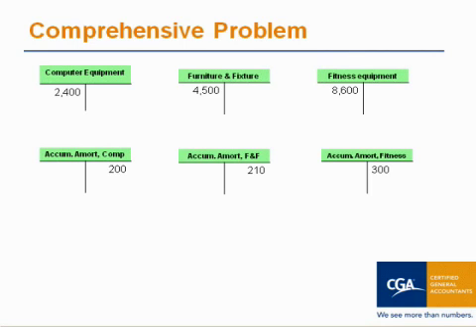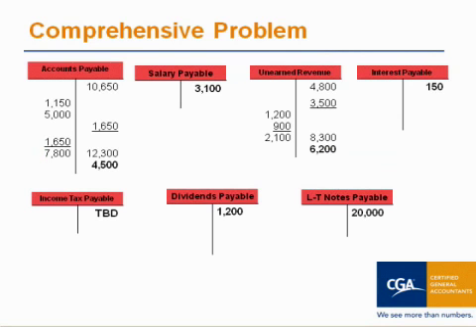For furniture and fixtures, there were no further purchases, so we're still left at $4,500, but we've also recognized accumulated amortization of $210. Basically, that account balance down to $4,290 net. For the fitness equipment, no change to the carrying value of our assets, with the exception that we posted the $300 to accumulated amortization of fitness equipment, bringing the net value down to $8,300.